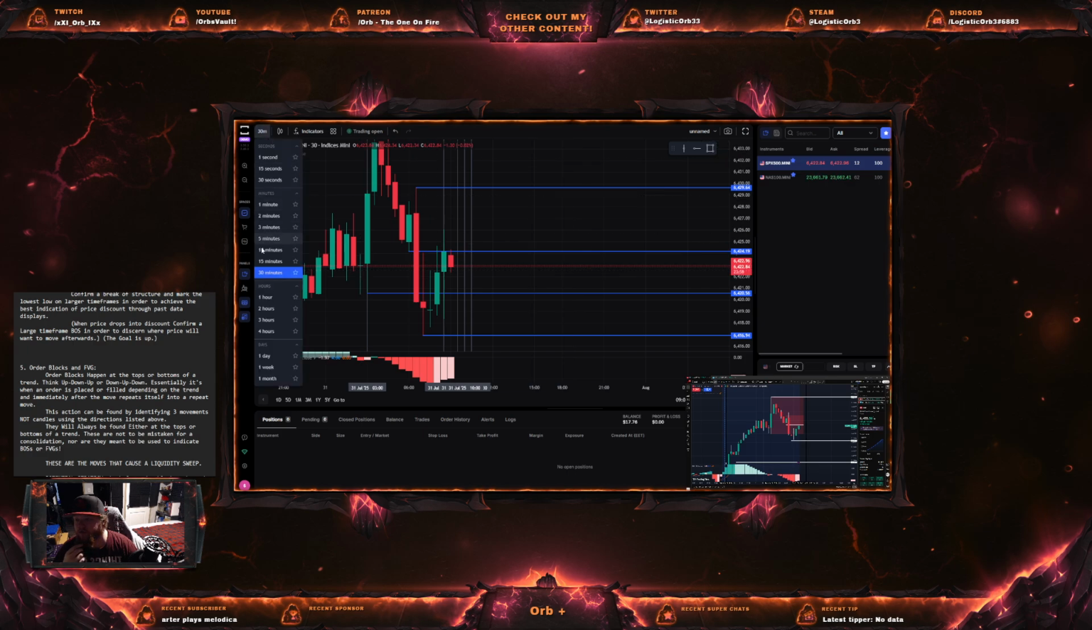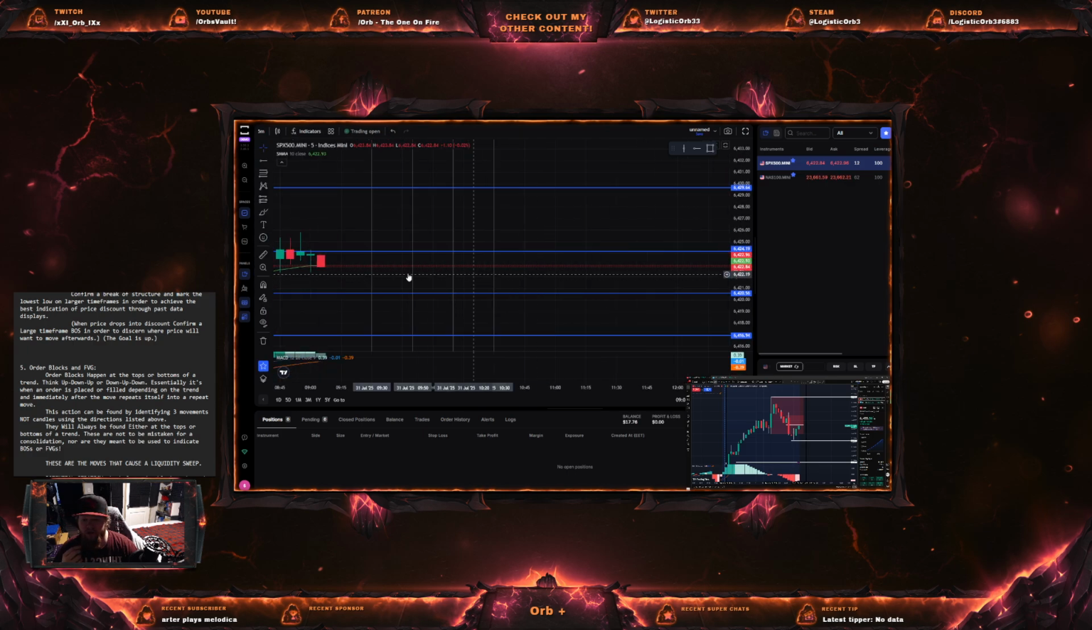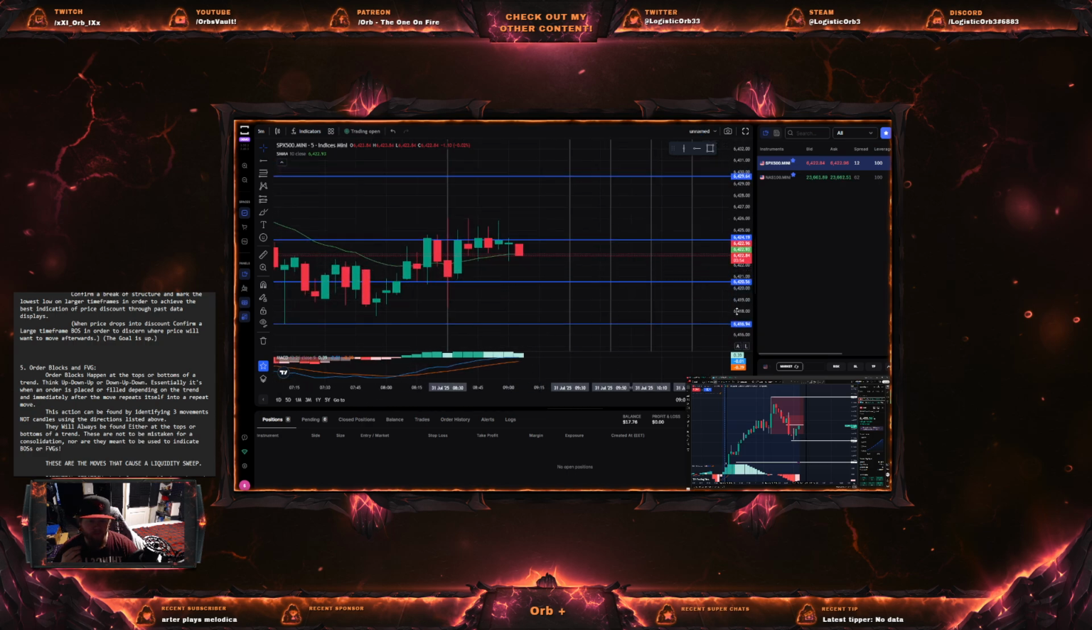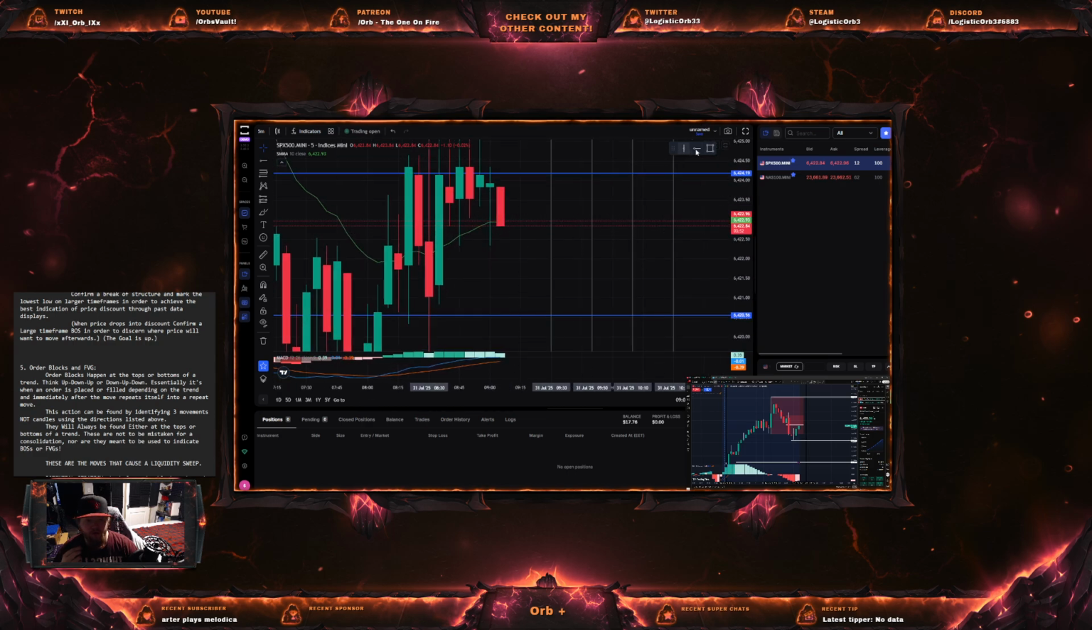We're gonna look for the break of structure here on the 5-minute. We're going to take this right here because this is the most recent low. We need to see that broke below in order for it to continue down. I'm gonna pause the video now. I'll be right back.